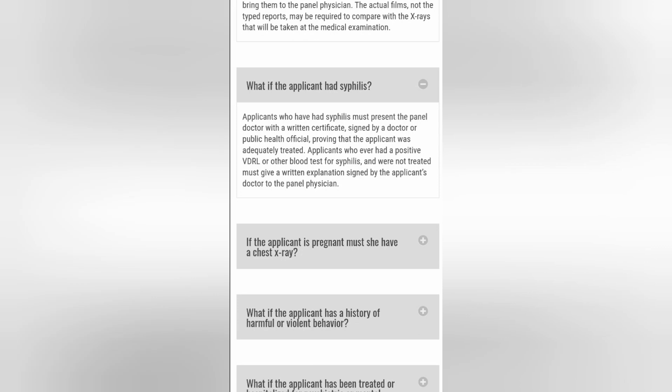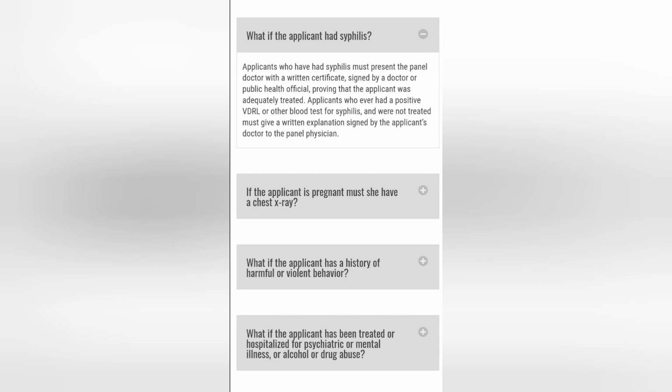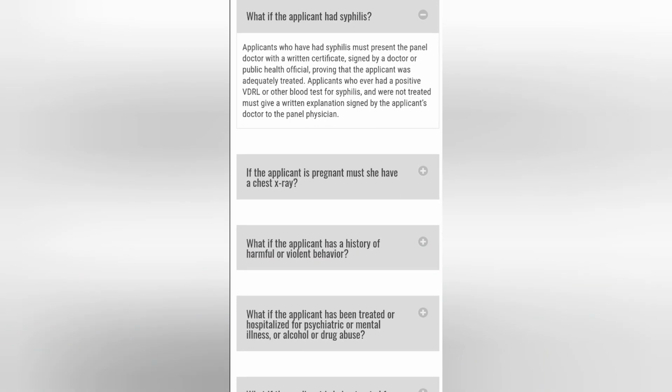Applicants who ever had syphilis or VDRL or other blood tests for syphilis and were not treated must give a written explanation signed by the applicant's doctor to the panel physician. So some people might waive the treatment and then they have to provide a proof by their panel physician to the medical doctor for U.S. assigned treatment. If the applicant is pregnant, must she have a chest x-ray?